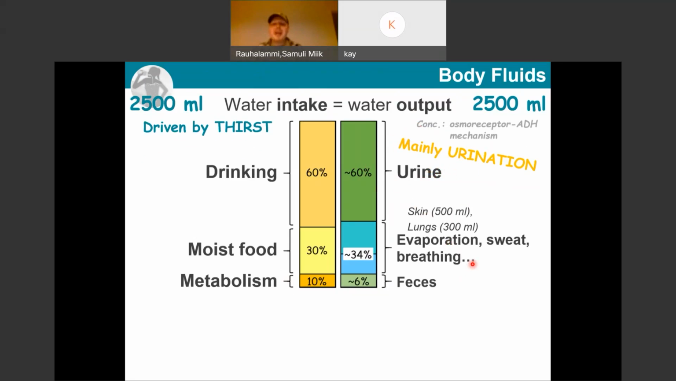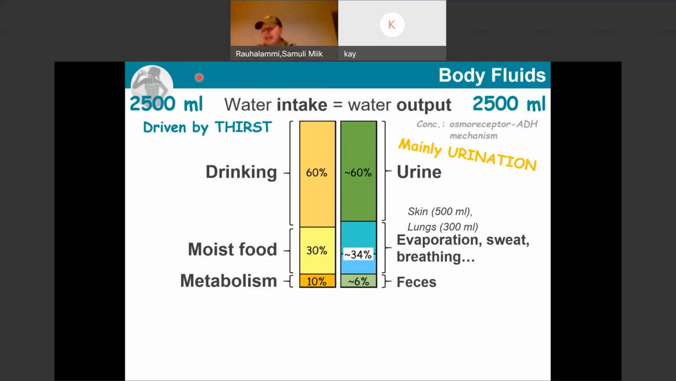So we see many ways of losing fluids as well there. A very, very small amount of fluids are lost as feces, as we eliminate the non-digestible components of what we have consumed in our diet. So that is how we get water and how we lose water.